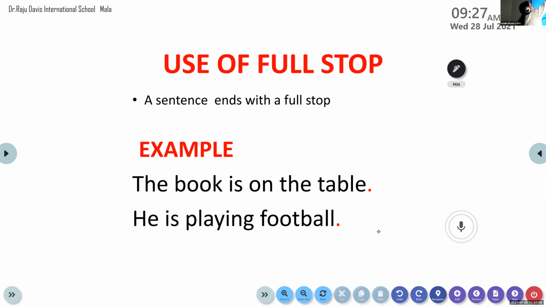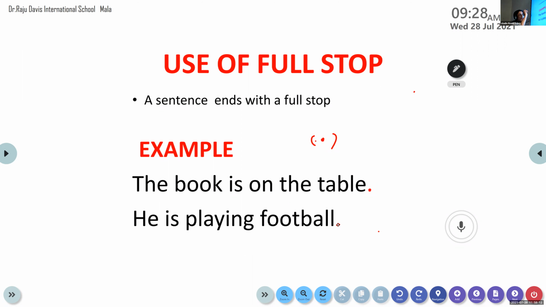Full stop. How do we mark, indicate a full stop? Just we have to put a dot. This is the full stop. So when a sentence is over, we have to place a dot at the end of the sentence to show that the sentence is over.